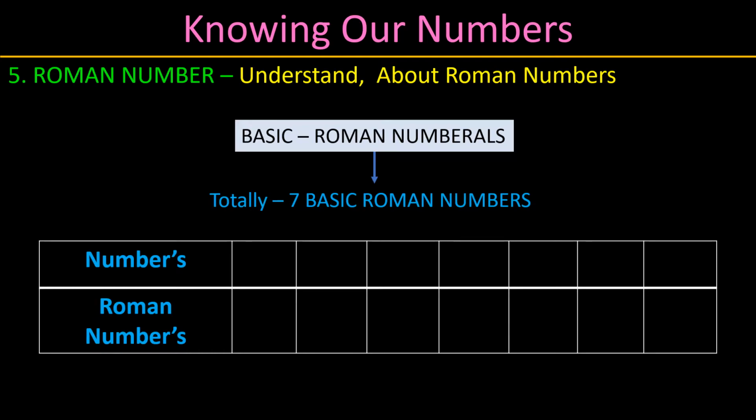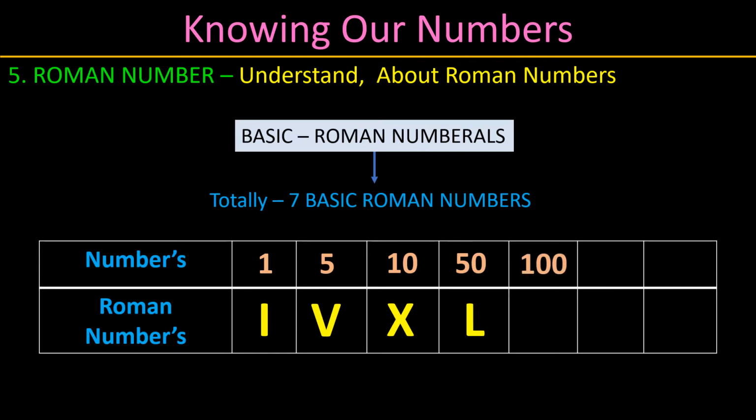I'll be writing numbers in this row, and below you will see the Roman numerals, or I would say Roman symbols. 1 will be written like this. The next immediate number is 5, which will be written as V. The next number is 10, which will be written as X. The next number is 50, which will be written as L.